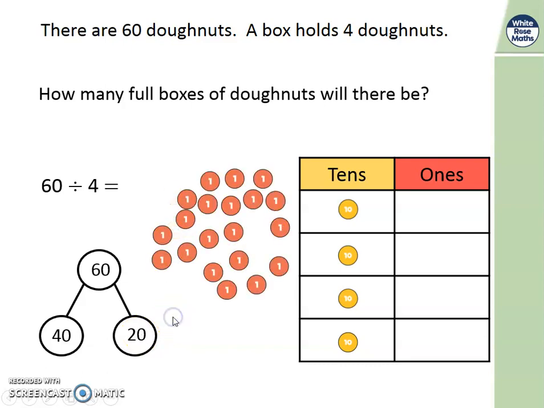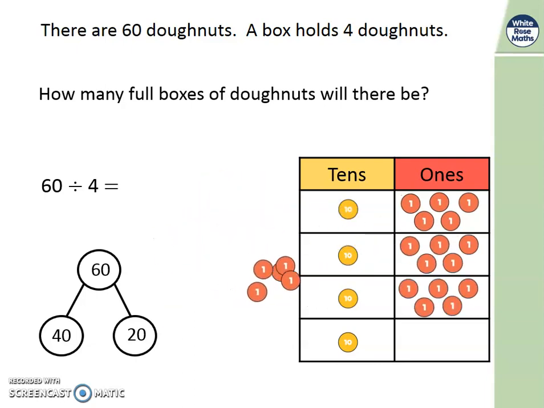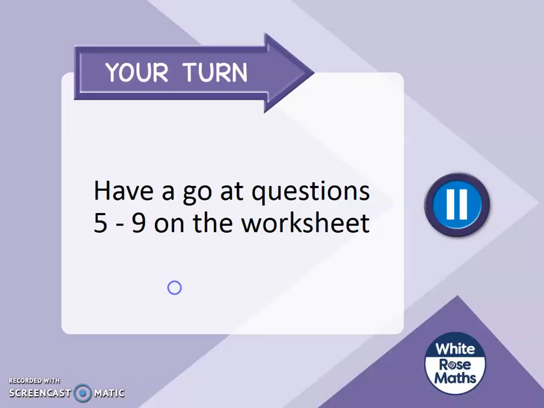So I'm going to get that 20 and I'm going to exchange it into 20 1s. I can then share that out equally, and I know 20 divided by 4 is 5. So on each row we've got 1 10 and 5 1s, which is 15. 15 full boxes can be made from 60 donuts.